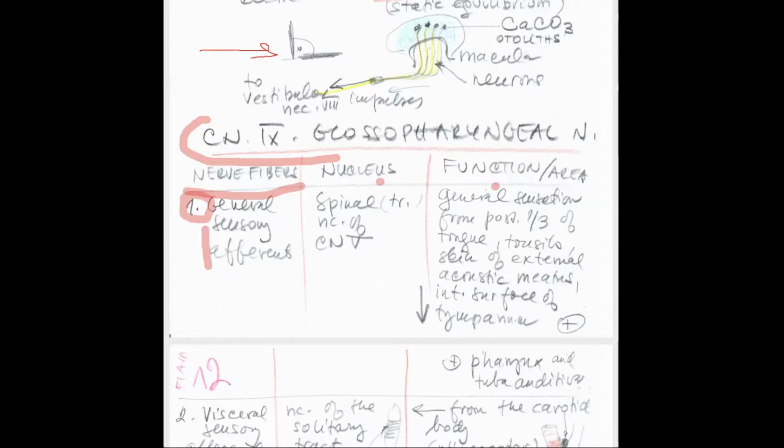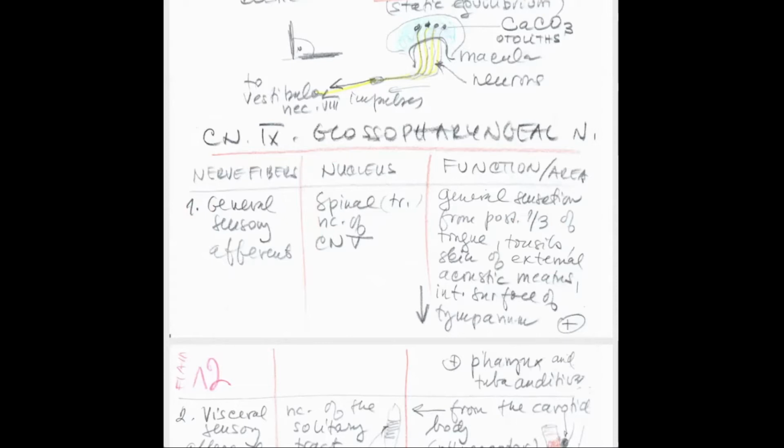Concerning the ganglion, this is the ganglion belonging to nerve number 5. You probably remember that we described three nuclei of nerve number 5, and via this ganglion of nerve number 5 also run the fibers of this nerve, the glossopharyngeus. Concerning the function or area supplied by the nerve, general sensation from the posterior 1/3 of the tongue, plus tonsils, skin of the external acoustic meatus, and also the internal surface of the tympanum in the middle ear, or tympanic cavity. So this is the first part of the table.